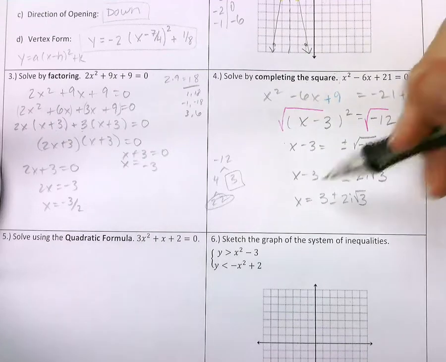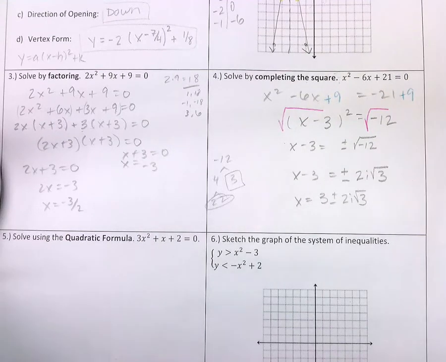Then you just add 3 and that's it. You can't really simplify that. They're not like terms, so you just leave your answer like that. And because this is imaginary, you're not going to be able to check it by graphing. The only thing you can do is maybe use the quadratic formula and see if it works.